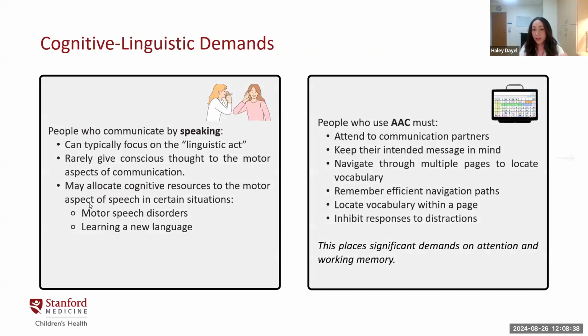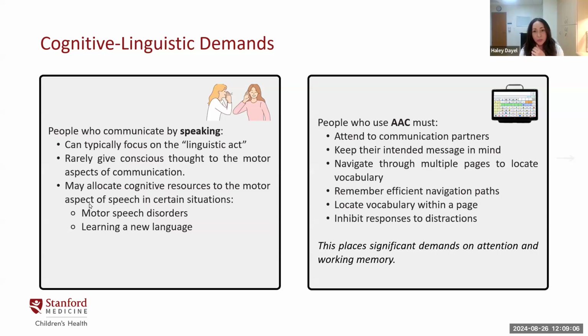So once we define the needs that exist on all of these levels, we need to assess the demands. And it's important to think about some of the unique cognitive and linguistic demands that are involved in using AAC to communicate. For those of us who primarily communicate by speaking, we can usually focus on the linguistic act of speech itself. So we can listen to what our partner says, we can think about what we want to say, and we don't really have to pay very much attention to the motor act of speech.